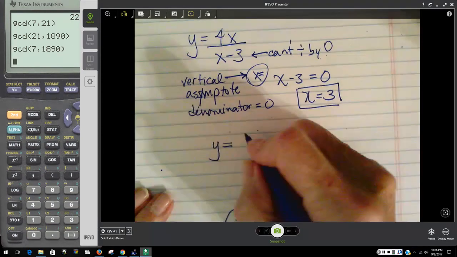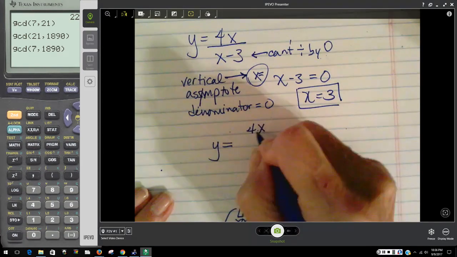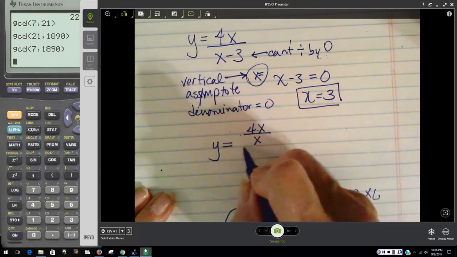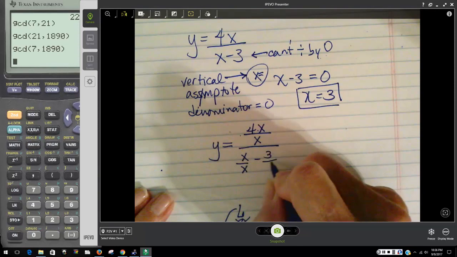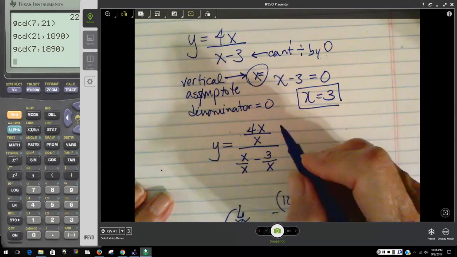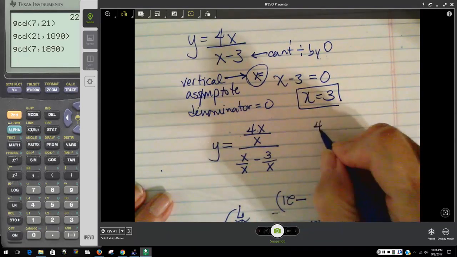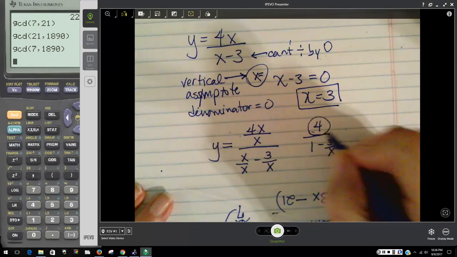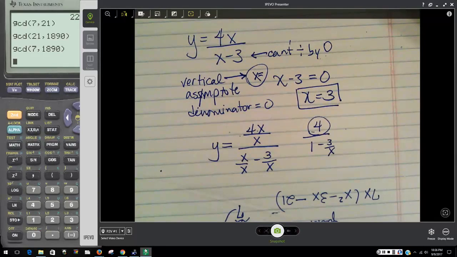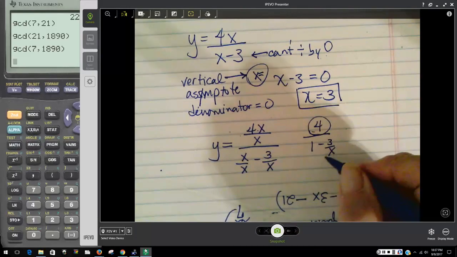So if I take 4x over x and x over x minus 3 over x, what's going to happen is that I'm going to have 4 over 1 minus 3 over x. And that makes my numerator a constant. And that constant then is basically 4 over 1, because when x gets really, really large, that disappears.